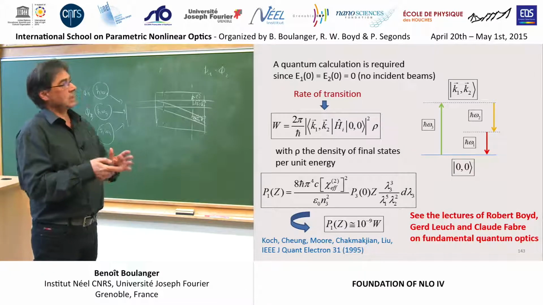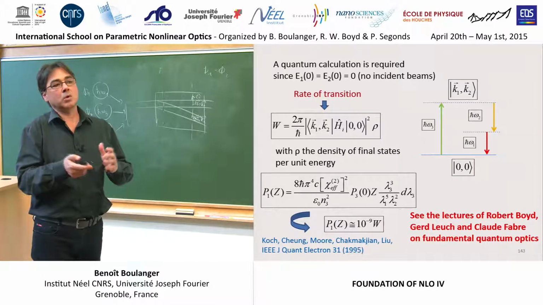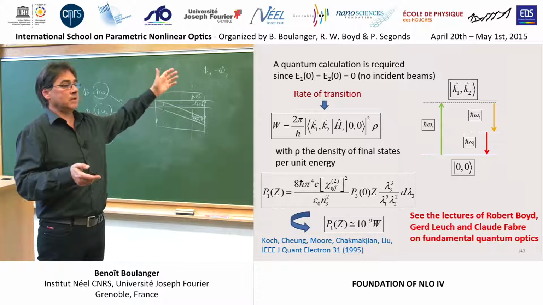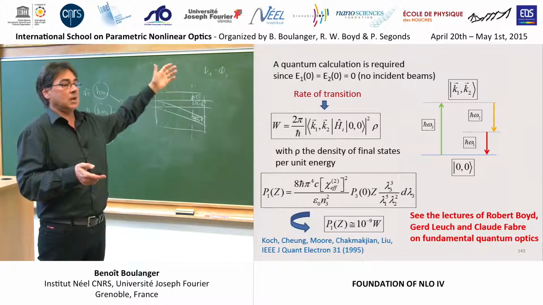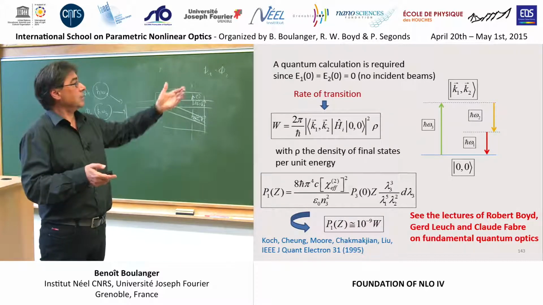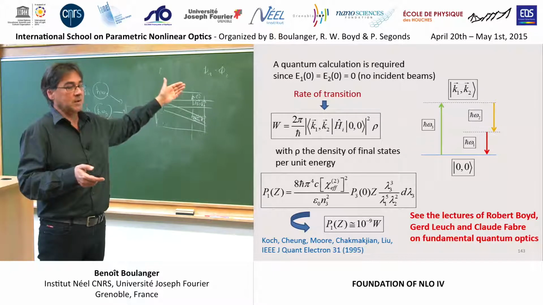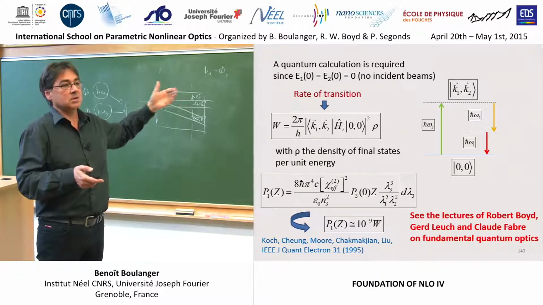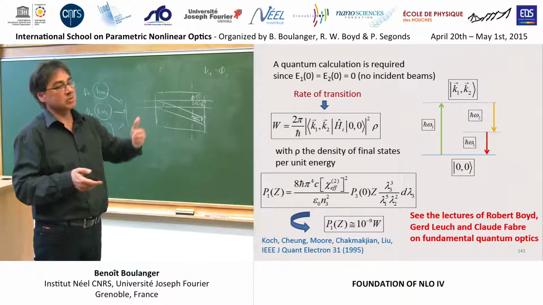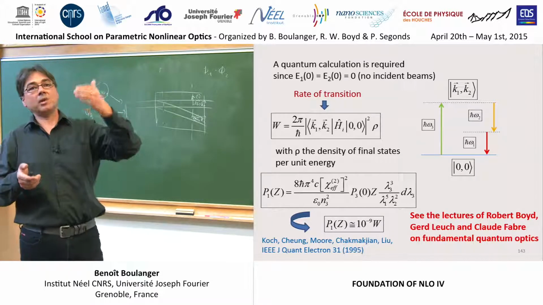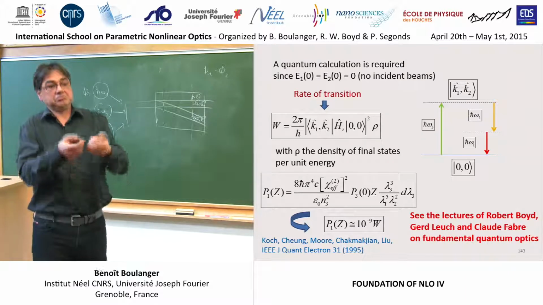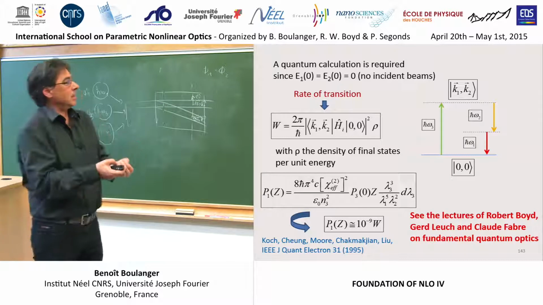You cannot make any calculation if you don't use quantum mechanics in that case. You cannot use the system of equations I showed you because, if you want to use the system of coupled equations, obviously you need to know the amplitude of the electric field at omega 1 and omega 2 at z equals 0. You have to know the value at z equals 0.